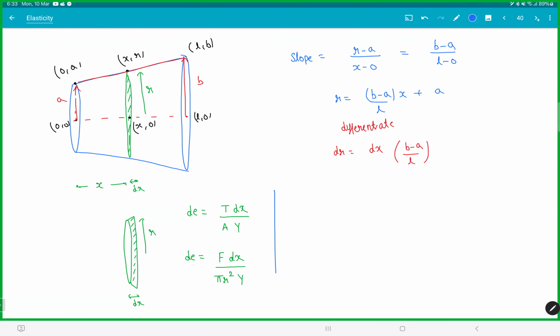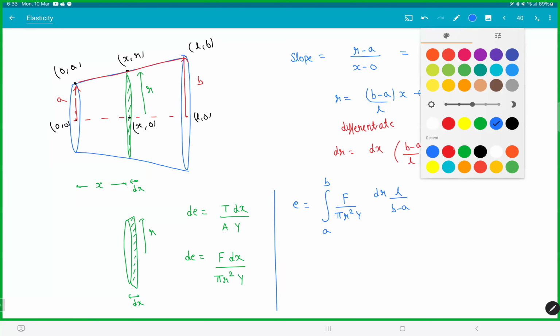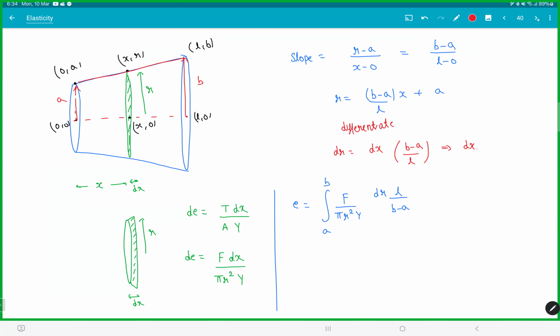So elongation will be the integral of F by pi r square Y. I'll replace dx here with dr into L by (b minus a). Limits: here r is a variable, the radius from this side to this side, so radius will go from a to b. Is that making sense, everyone? How did I choose the elements? I replaced dx with dr here and substituted this. From here we get dx is L by (b minus a) into dr. So we have replaced this with this.